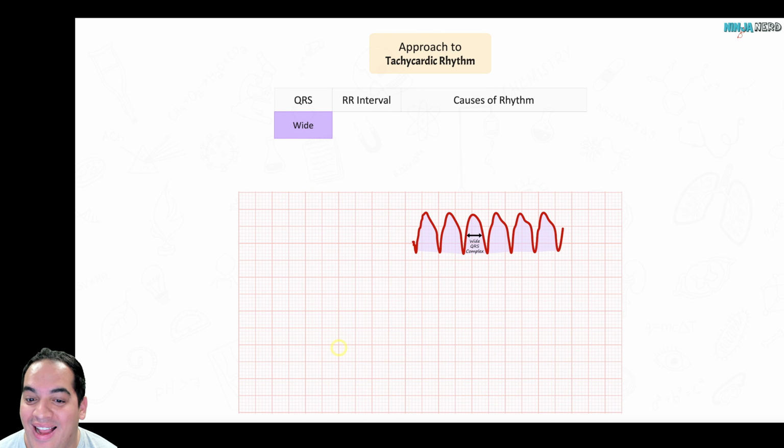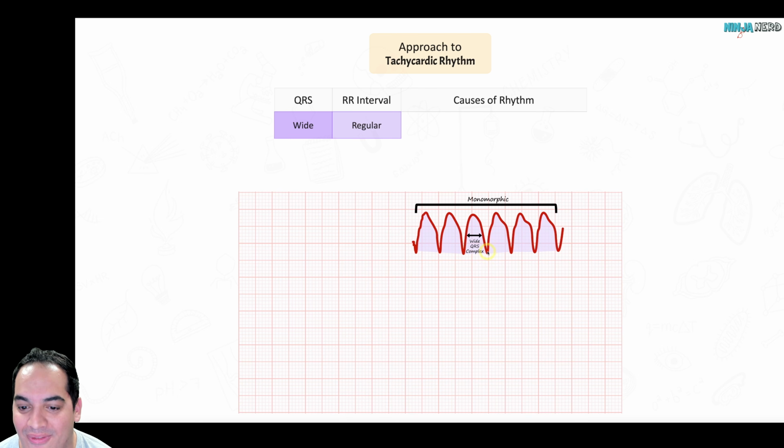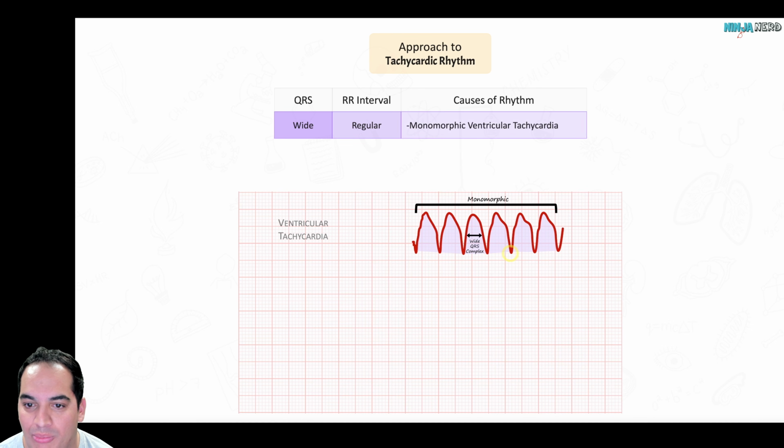I go to the next one. I have a wide QRS complex. In this case, it's greater than 120 milliseconds, or 3 little boxes. If I calculate every R to R interval, it's always the same. When you see this, you think of ventricular tachycardia until proven otherwise, especially if all of this is the same. This is monomorphic.